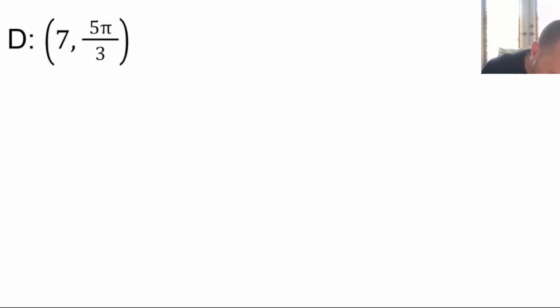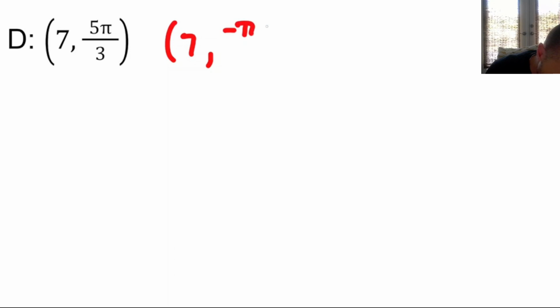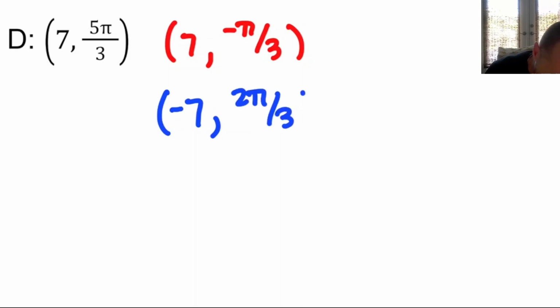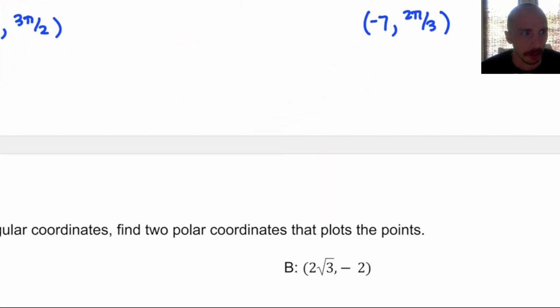All right, one more of these. For positive radius, keep that 7. Subtract 2 pi. We already did one of these. And then negative 7, and the one across from 5 pi over 3 was 2 pi over 3. I think 3 unique ones is plenty for this problem type. I'm not going to go back in and change the problem or anything.